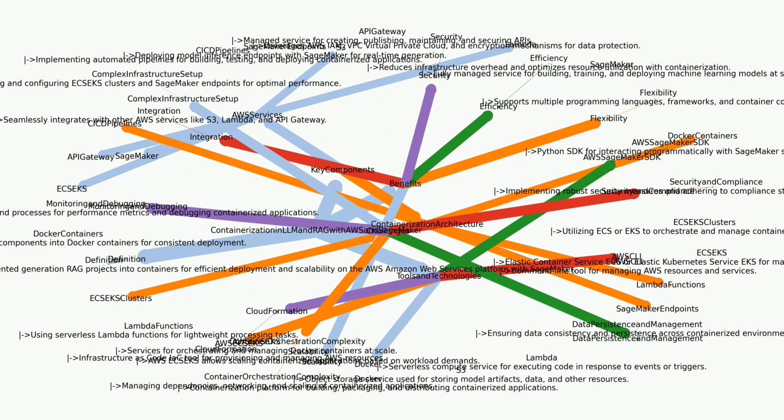Challenges: complex infrastructure setup, designing and configuring ECS/EKS clusters and SageMaker endpoints for optimal performance. Container orchestration complexity, managing dependencies, networking, and scaling of containerized applications. Data persistence and management, ensuring data consistency and persistence across containerized environments.